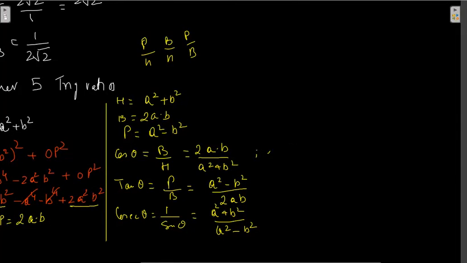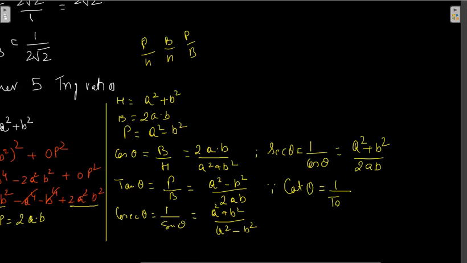Therefore, secant theta is equal to 1 over cos theta. This equals a square plus b square by twice of ab, and cot of theta is equal to 1 by tan theta, and this makes it equal to 2ab over a square minus b square.